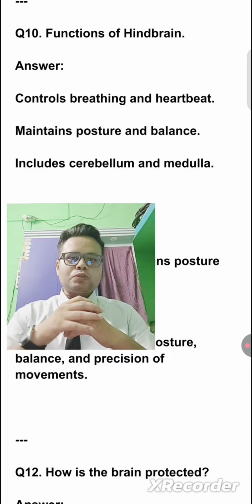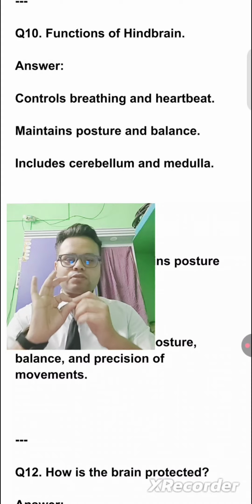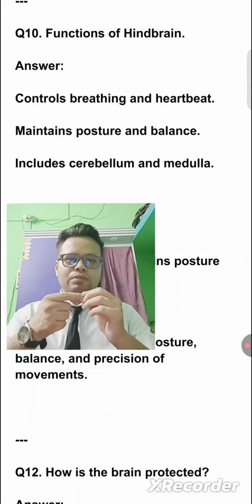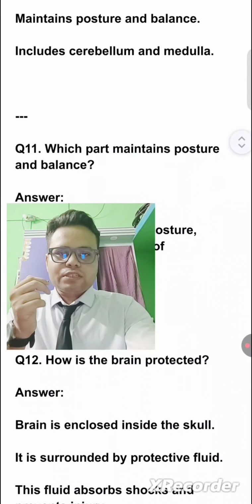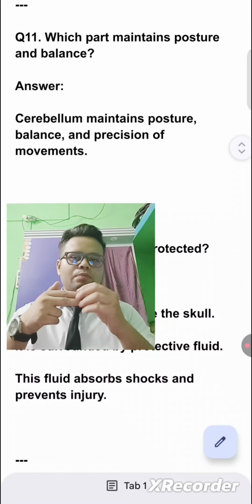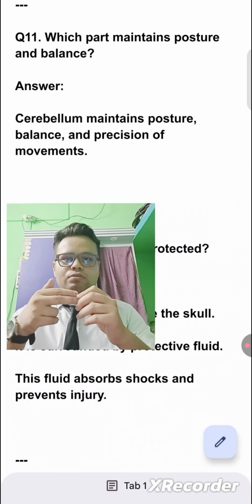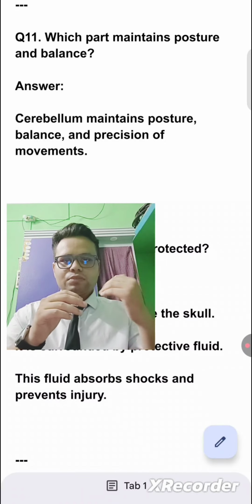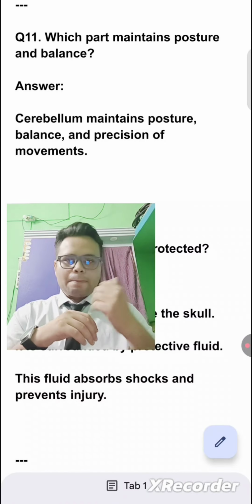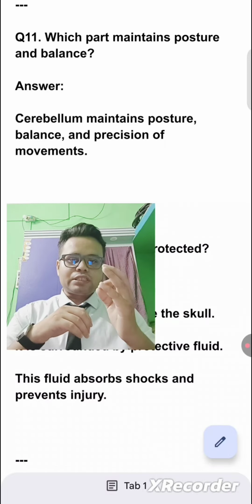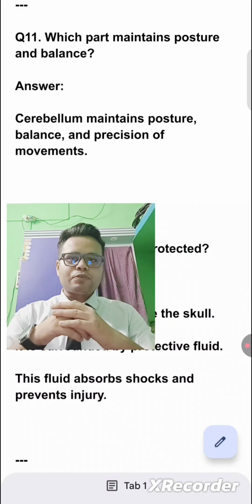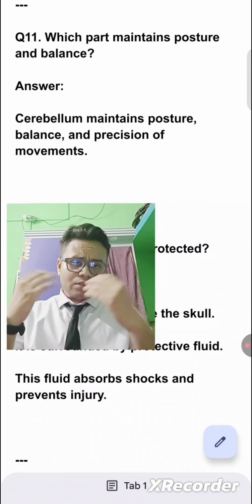Number third includes the cerebellum and the medulla. Both are included there. If you're talking about the cerebellum and the medulla, both come under it. After that, which part maintains posture and balance? The cerebellum maintains posture, balance and precision of movement. What types of movement you are doing, whether precise or not, depends upon the cerebellum.